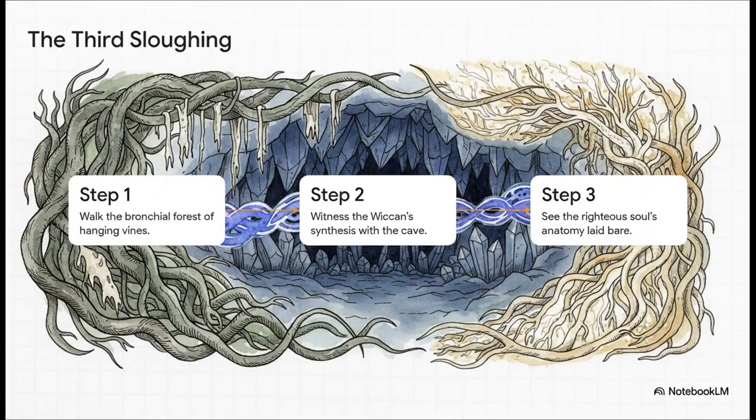This whole process of understanding, it's called the third sloughing, like shedding an old skin, getting rid of your surface world ideas. And the steps are pure metaphor. You have to walk through a bronchial forest of vines. You witness a kind of mystical synthesis with the cave itself. And finally, you see the soul's anatomy laid bare, with no illusions left to hide behind.